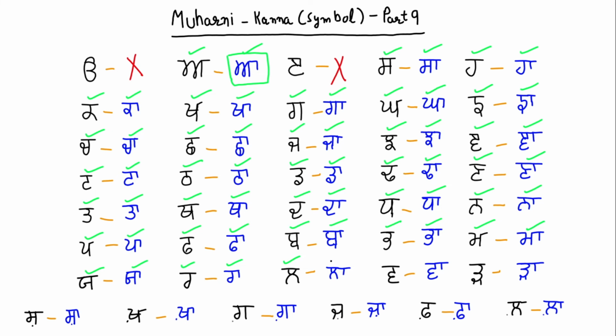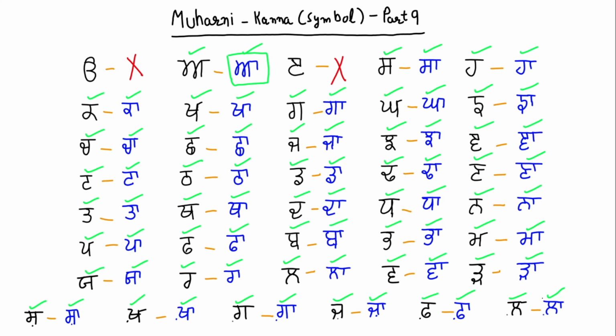Lalla, la. Wawa, wa. Rada, ra. Sasse pair bindi, shasha, sha. Khakhe pair bindi, khakha, kha. Gagge pair bindi, gagga, ga. Jajje pair bindi, zazza, za. Faffe pair bindi, faffa, fa. Lalle pair bindi, lalla, la.